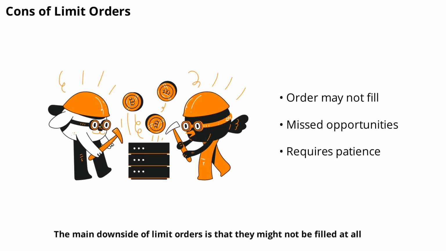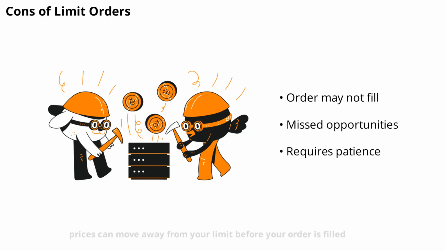The main downside of limit orders is that they might not be filled at all. If the market never reaches your specified price, your order will remain open and unexecuted. This can be frustrating if you're eager to complete a trade. In fast-moving markets, prices can move away from your limit before your order is filled, leaving you on the sidelines.